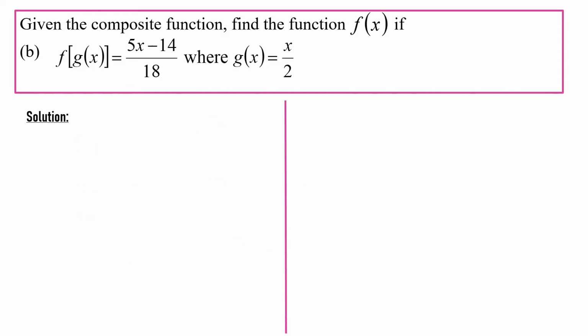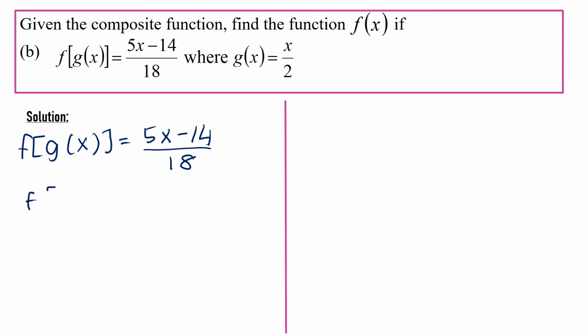Alright, next we need to find the function f of x if f of g of x equals 5x minus 14 over 18, where g of x equals x over 2. So as usual, we just write down everything that we have here. It's given to us, f of g of x equals 5x minus 14 over 18. Alright, and then substitute g of x as x over 2, equals 5x minus 14 over 18.